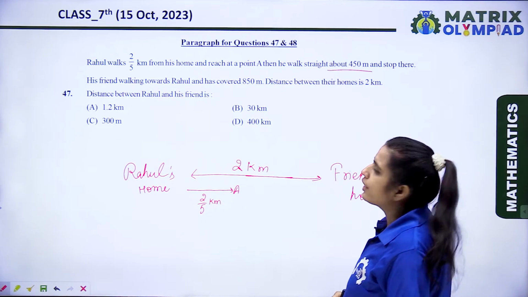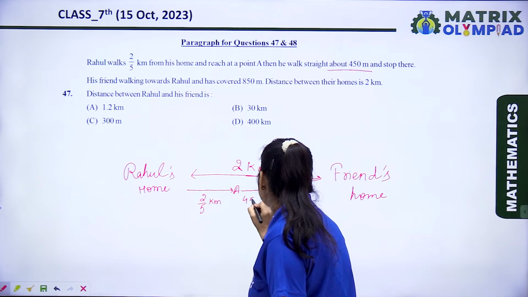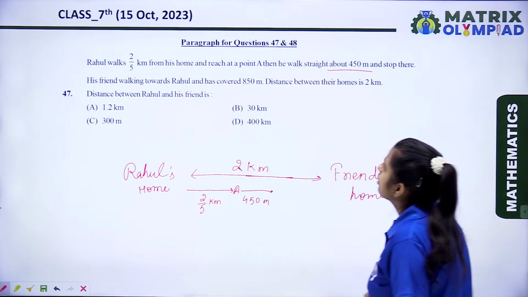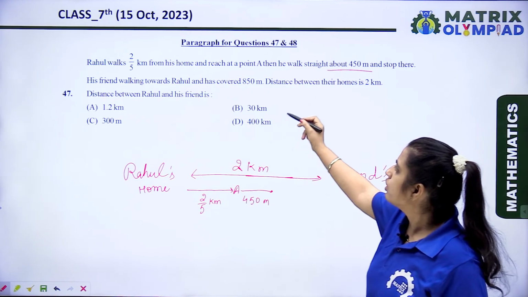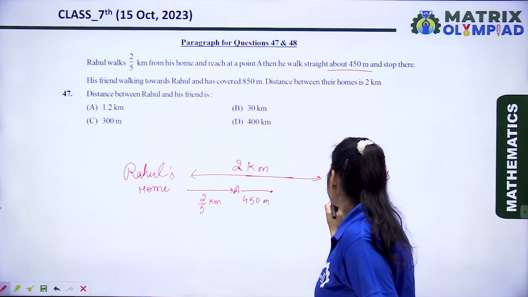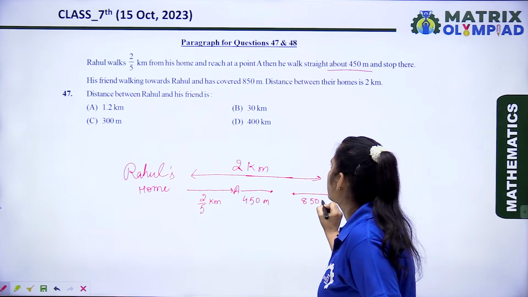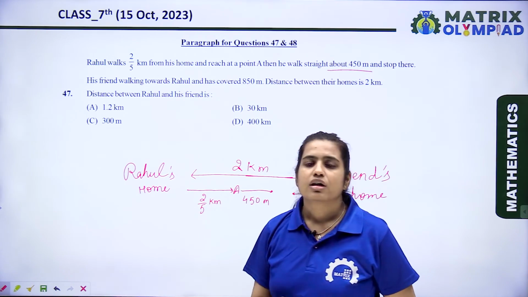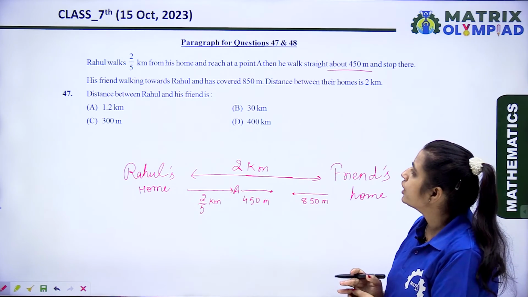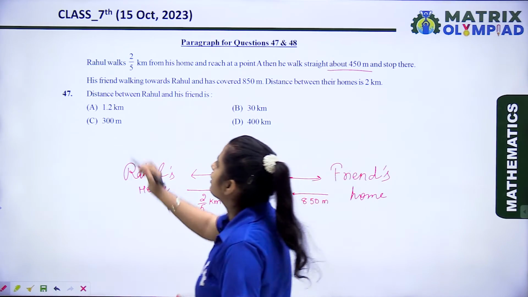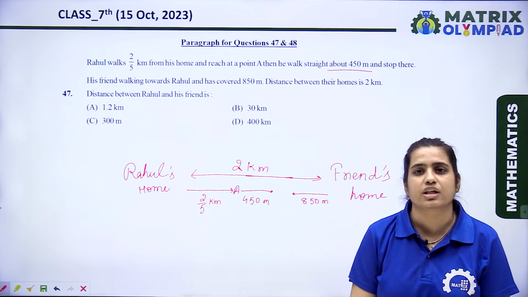Then he walks about 450 meter. Now what about his friend? His friend is walking towards Rahul and has covered 850 meters. इसके friend ने 850 meter का distance cover कर लिया है. अब question क्या पूछा जाता है? Question says that the distance between Rahul and his friend is, इन दोनों के बीच का जो distance है वो कितना है?